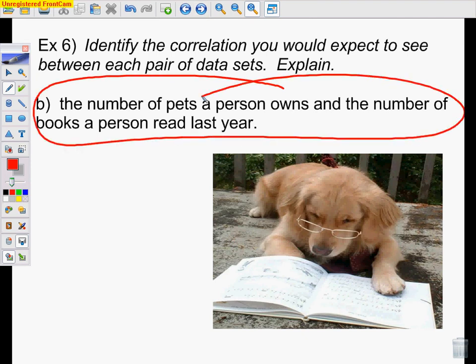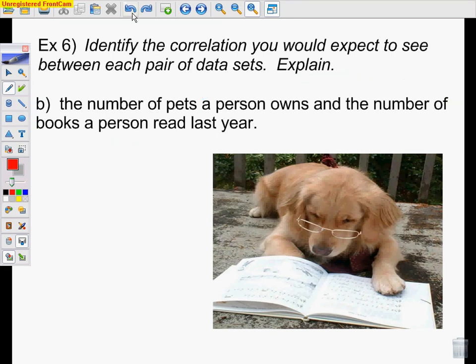And go ahead and discuss what you think the answer would be. All right, so the number of pets a person owns and the number of books a person read last year. How are those two values related? Well, honestly, they're not related at all. There's relatively no correlation here.